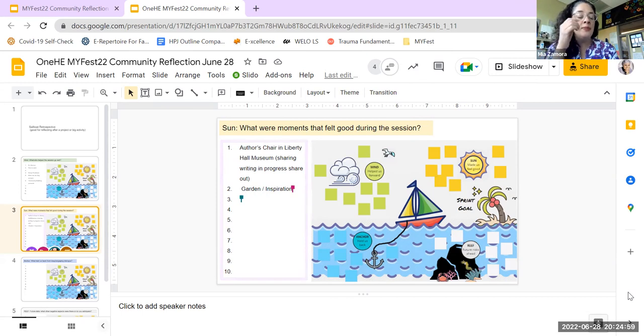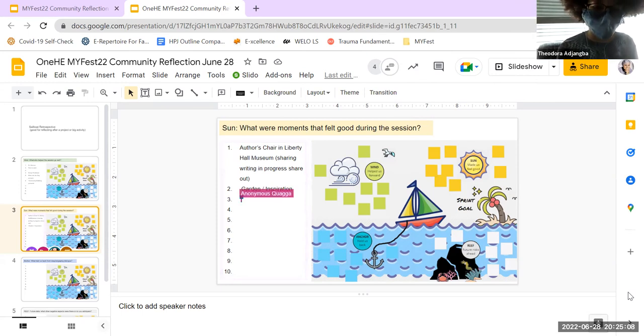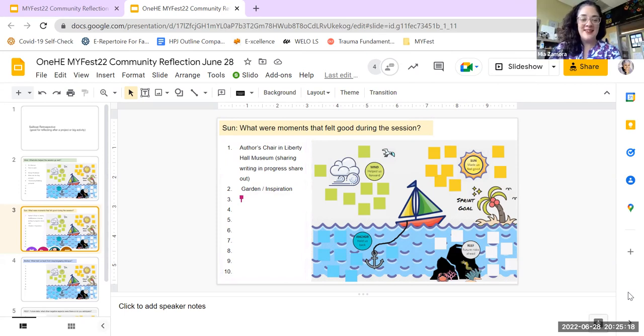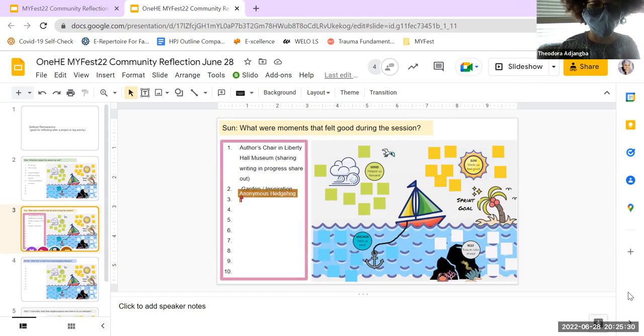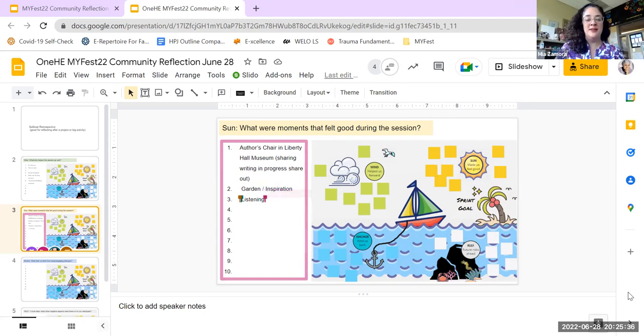Theodora, do you have any ideas around sun? What made you feel good during the writer's retreat? I think most of my sun stuff has probably already been said. I did enjoy that. I'll just share both: talking about my stuff and especially hearing other people's stuff. And I also enjoyed the time at the garden, but I guess I enjoy just making progress in my work. Huge. That's a big one. Yeah, just the slow march towards progress, right?